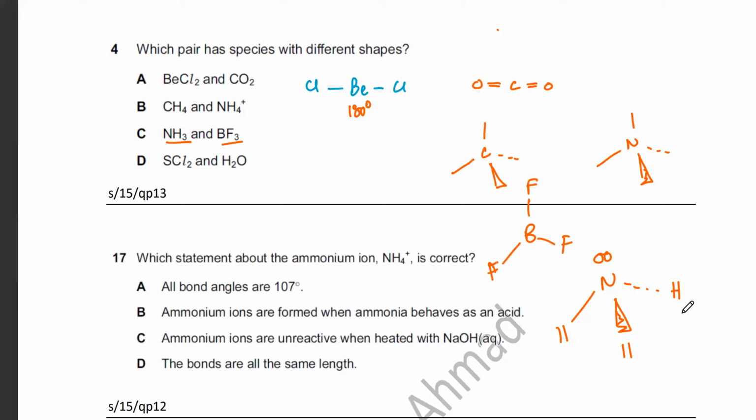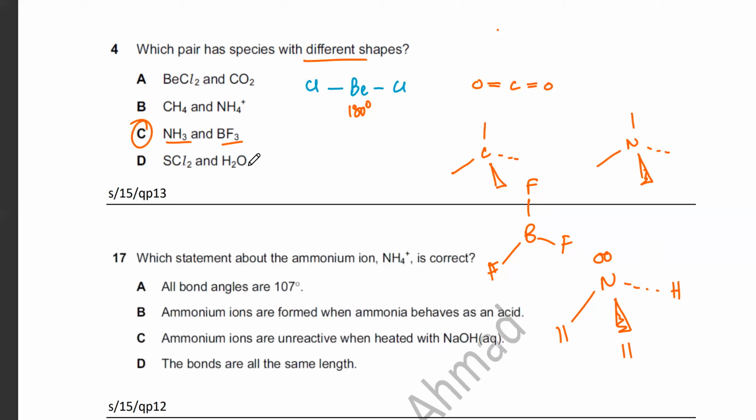This one would be trigonal pyramidal. It's like a fan with the wings bent downwards and the lone pair sitting on top. This is like an actual fan, so it's trigonal planar. So the answer would be C because they've got different shapes.